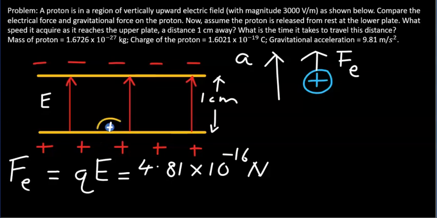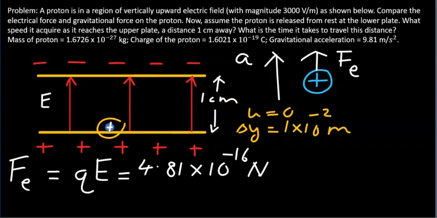We are given the initial speed. So the initial speed of the proton is 0. It is released from rest. We know the distance it travels, so let's call it delta y. It's 1 cm, or 1 times 10 to the power minus 2 meter.